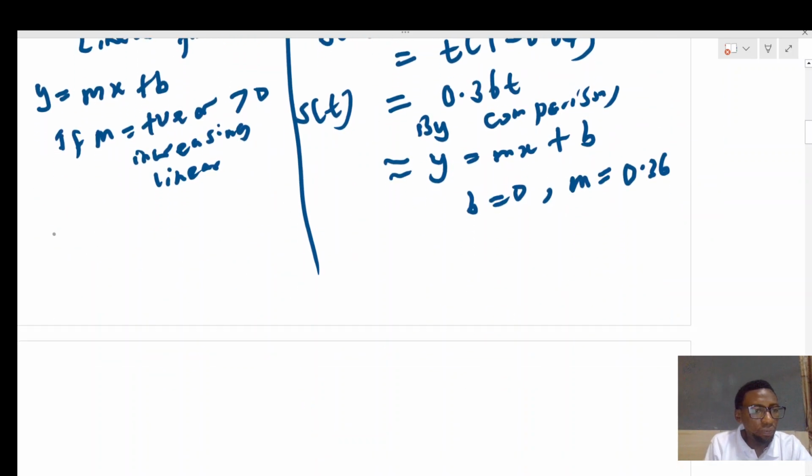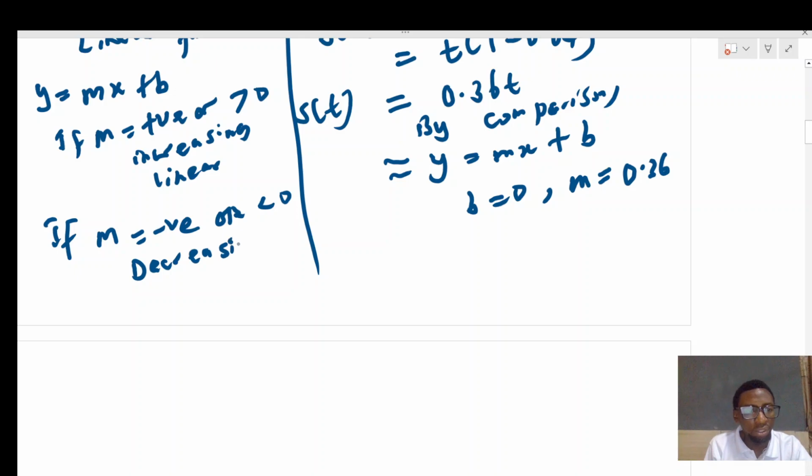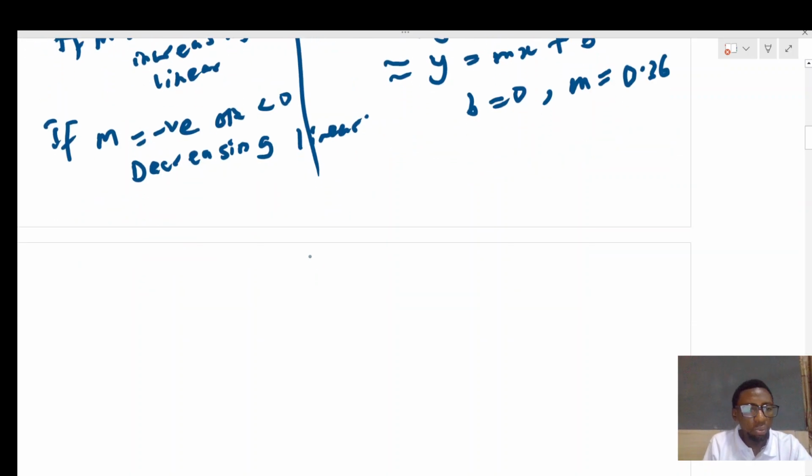Then if m is negative, or m is less than 0, it is decreasing linear. For our question, our m is greater than 0, so that's why it is increasing linear. If m is negative, it is decreasing linear. So if you have an equation of this form, you say it's linear. Then let's talk about exponential. We are still going to make a video on exponential so that you can look at it later.